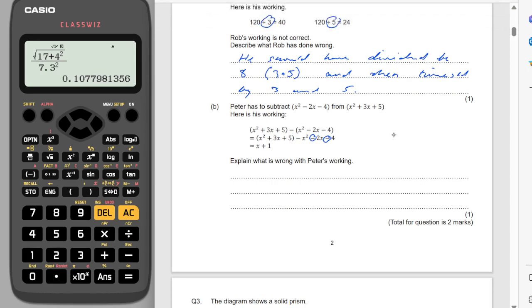Explain what. He has not multiplied minus 2x and minus 4 by minus 1.